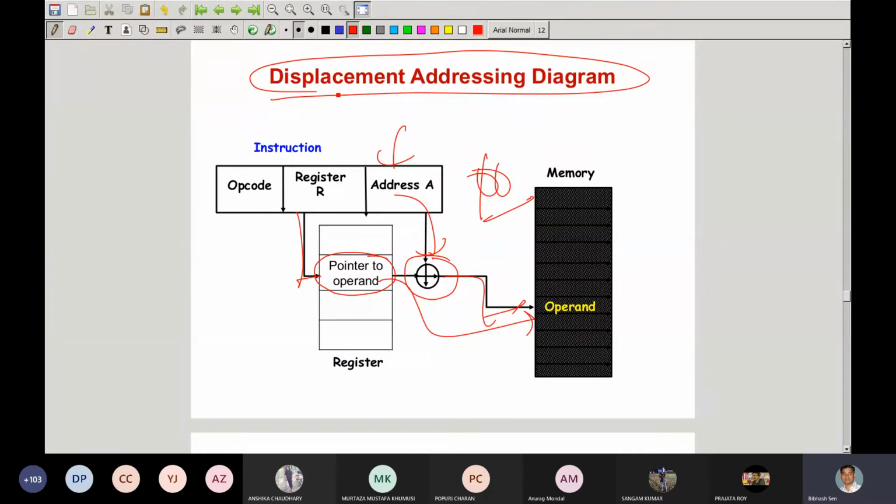Displacement addressing mode is direct mode or indirect mode? Indirect, because directly from the register we are not getting the data.